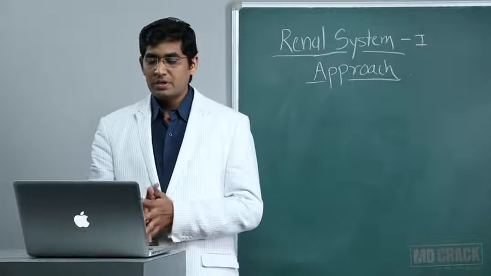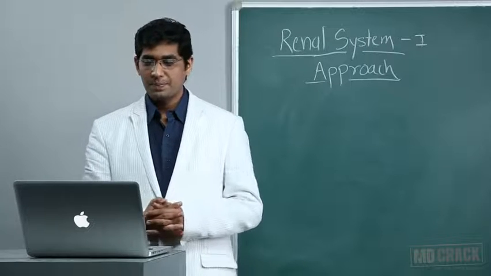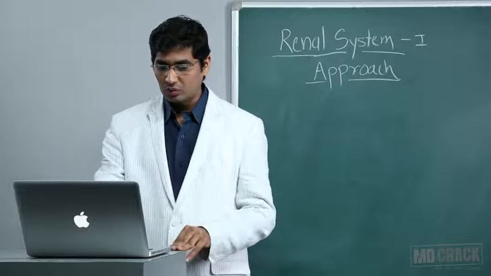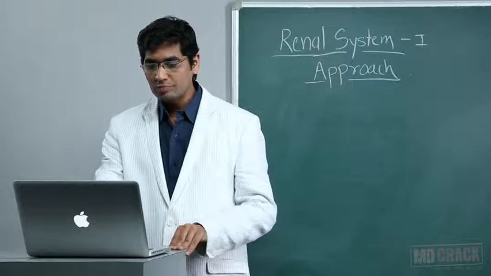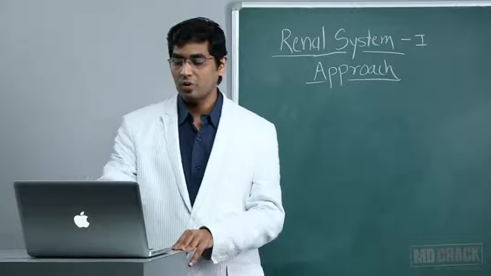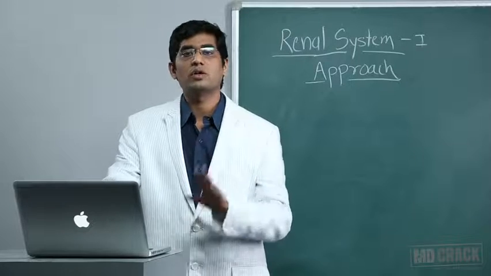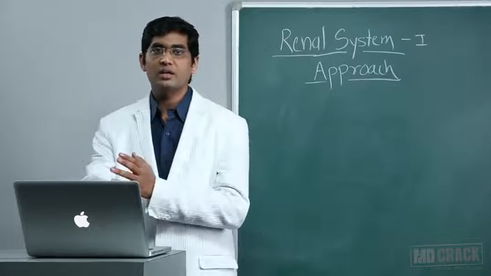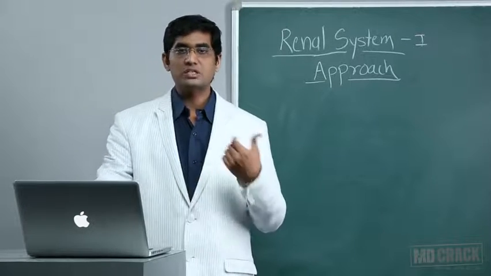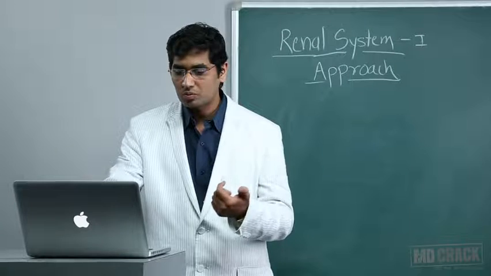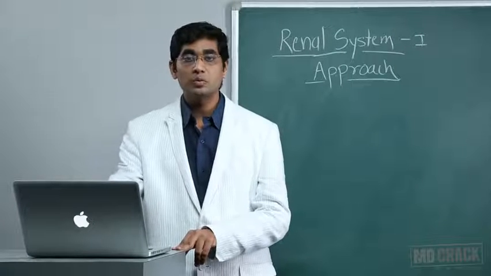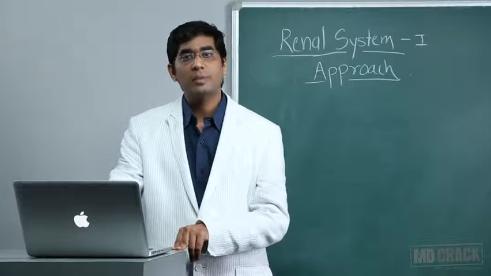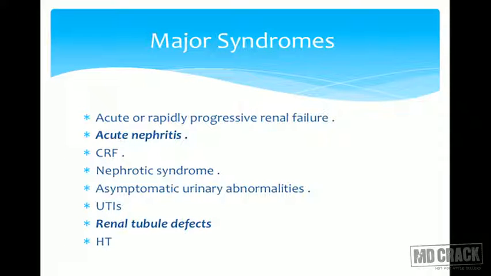So when you have a patient involving the renal system, we can divide those patients into these 8 to 9 syndromes. The patient may be in acute or rapidly progressive renal failure. The patient may have acute nephritis. The patient may have CRF, chronic renal failure, where there will be shrunken kidneys. The patient may have nephrotic syndrome, or some patients, as I told you, may be asymptomatic, like asymptomatic hematuria in cases of IgA nephropathy, and asymptomatic proteinuria in the case of nephrotic syndrome.